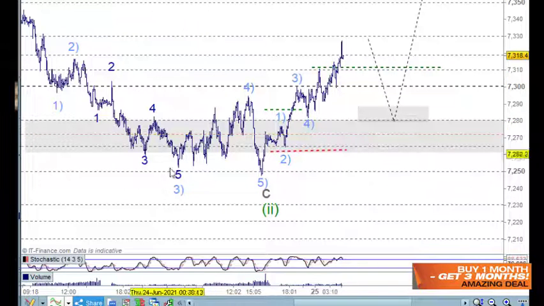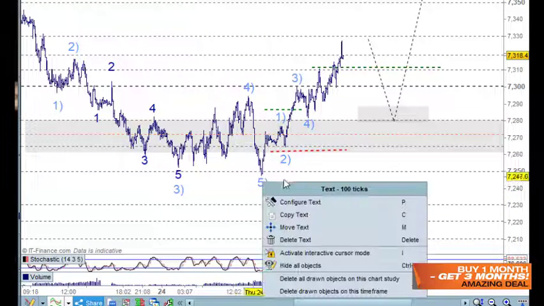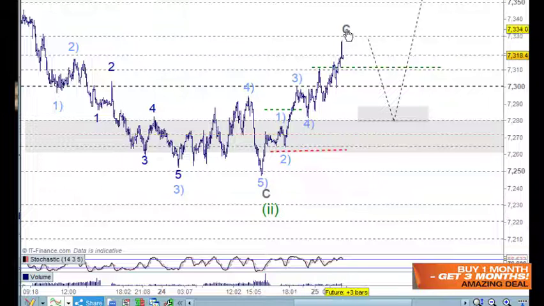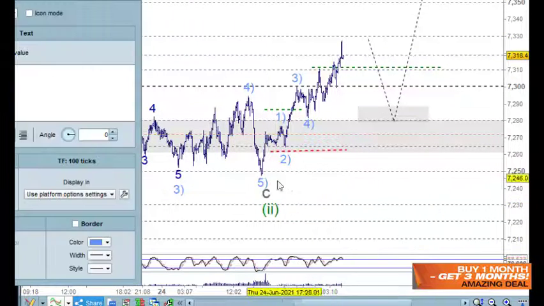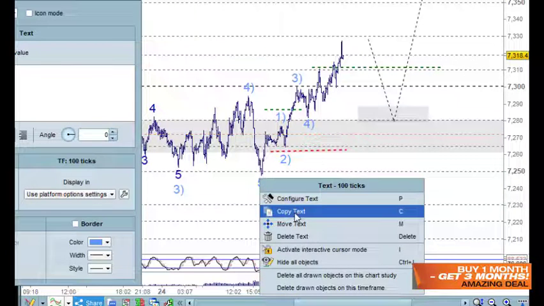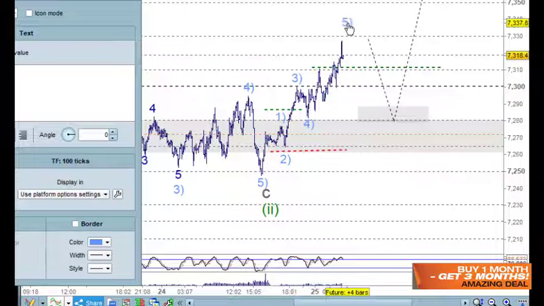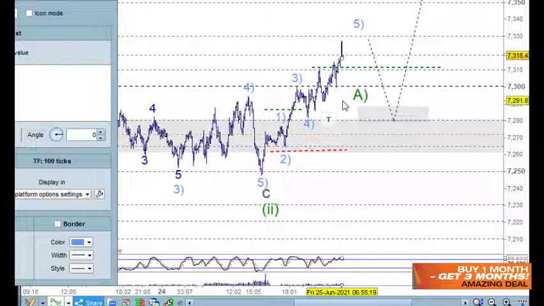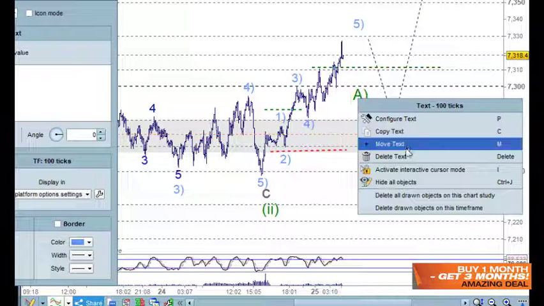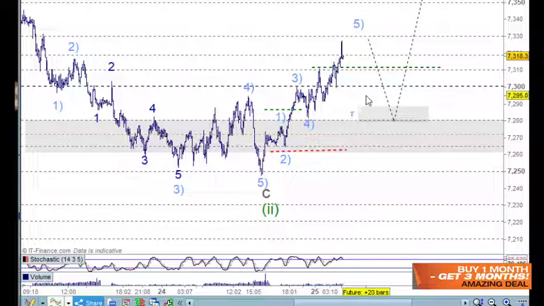So I'm a bit unsure about that, but we are looking for, that's not what I want. Whoops. So we are looking for a wave 5. We'll probably go a little bit higher here, but that's going to leave us with an ABC pattern, and we don't want that. We want this one.